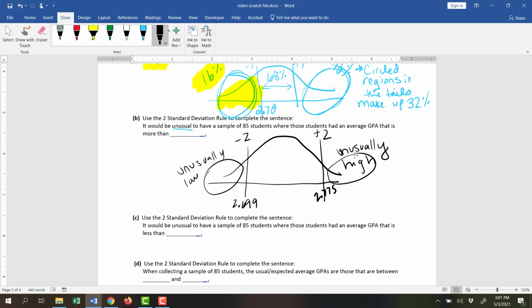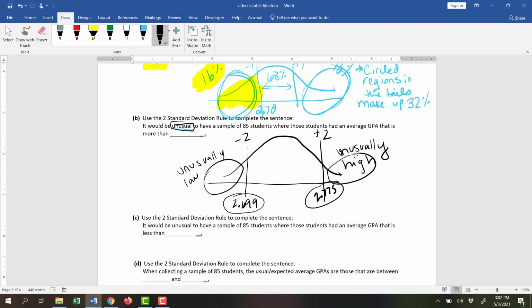So the value that is two standard deviations above the mean is 2.775. The value that's two standard deviations below is 2.699. These are the cutoffs for statistics that are unusually high and unusually low versus those that are expected and usual. This word unusual, according to our two standard deviation rule, it's two standard deviations. That's the cutoff for that.